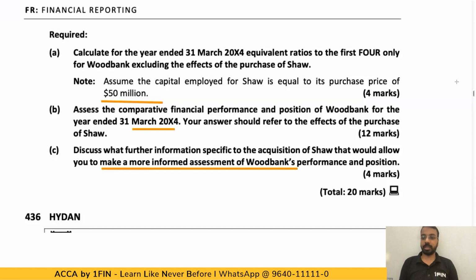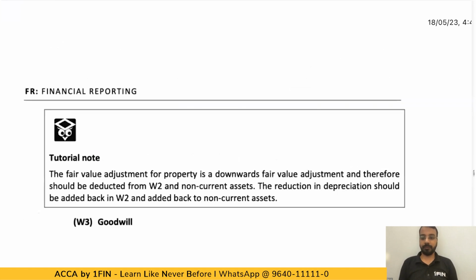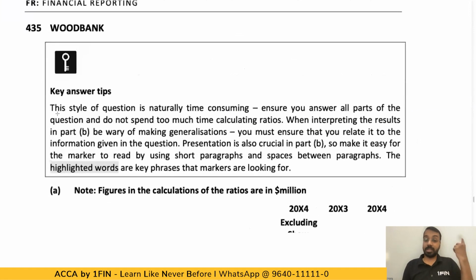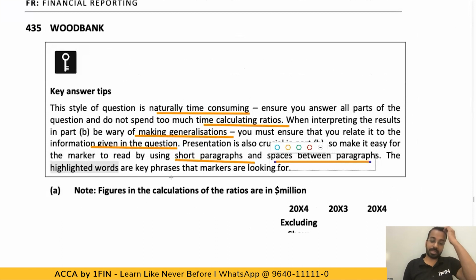So let us see how we present the solution. This is question number 435. See, that is what I was explaining in the class also. This style of question is naturally time consuming. Ensure you answer all parts of the question and do not spend too much time calculating ratios. While interpreting the results in part B, be wary of making generalizations. You must ensure that you relate it to the information given in the question. Presentation is crucial in part B, so make it easy for the marker to read by using short paragraphs and have spaces between the paragraphs. The highlighted keywords are the phrases that the markers are looking for.